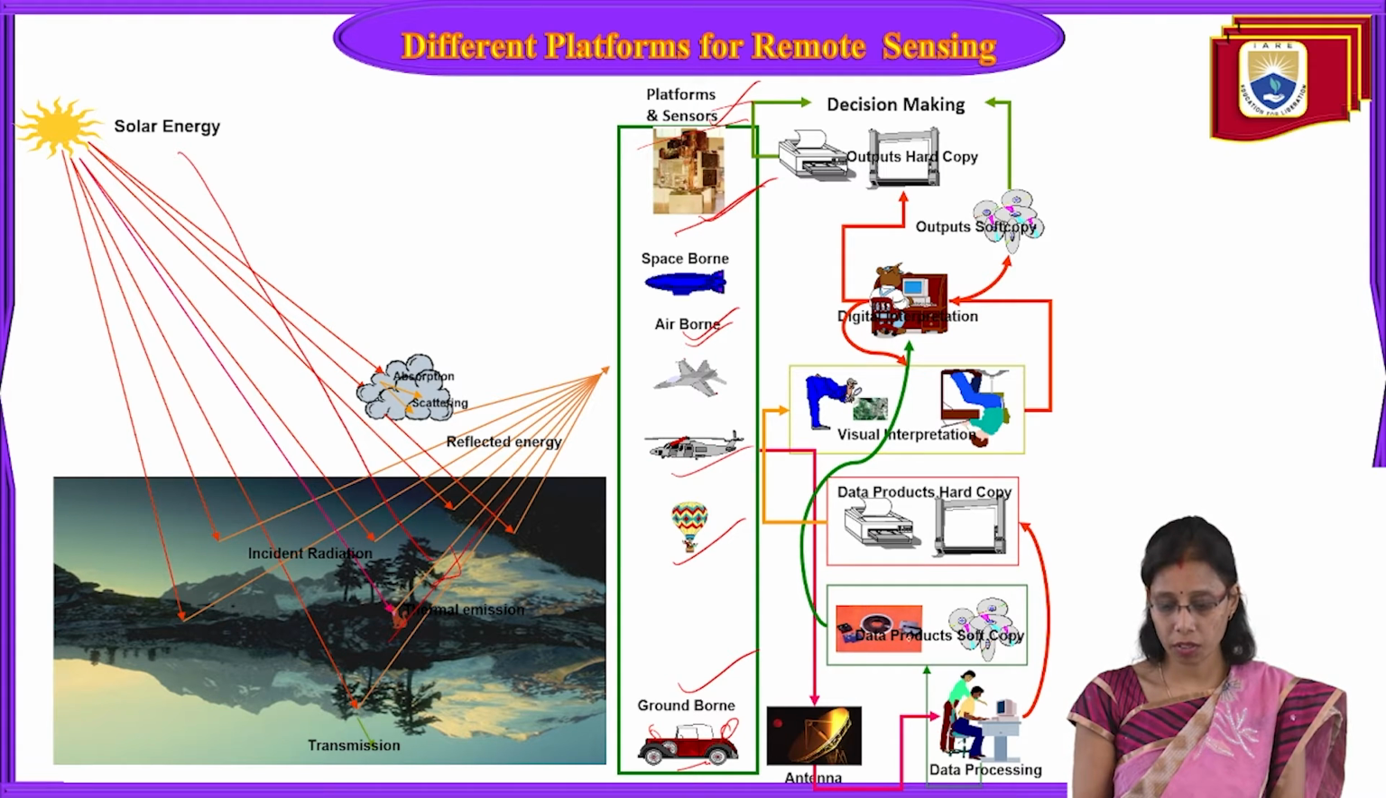And further, there is data processing, data products and software. These are all outputs of this kind of recordings: visual interpretation, digital interpretation, output soft copy or output hard copies, or decision making. So this is how the different platforms are.